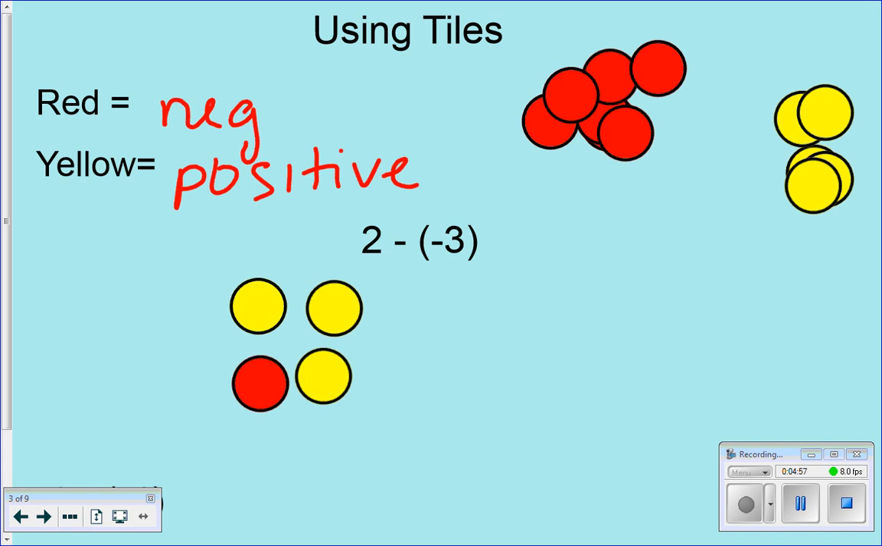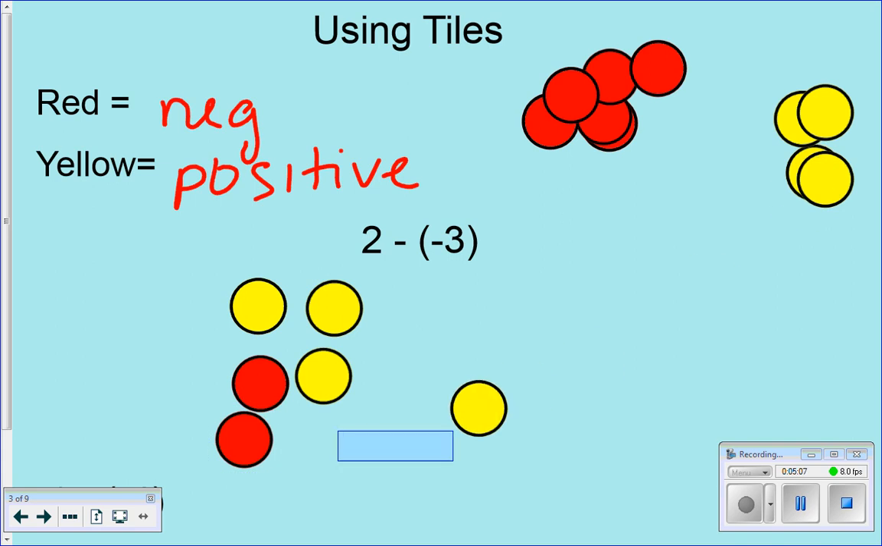How many 0 pairs do I need to keep putting here to get so I have 3 reds? Can I put another 0 pair? Does it change my problem? No, because remember these cancel out. So do I still only have 2? Okay, can I put another 0 pair?